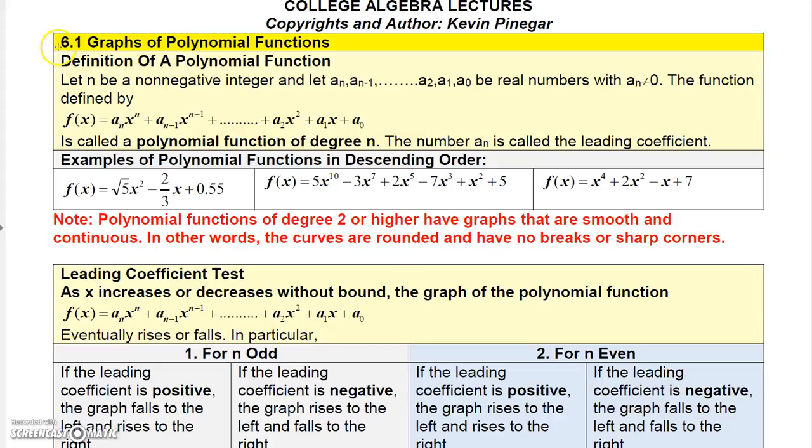Okay, continuing here, we're going to talk about the graphs of polynomial functions. Now there's a lot of content about polynomial functions, so we're going to take it one step at a time.